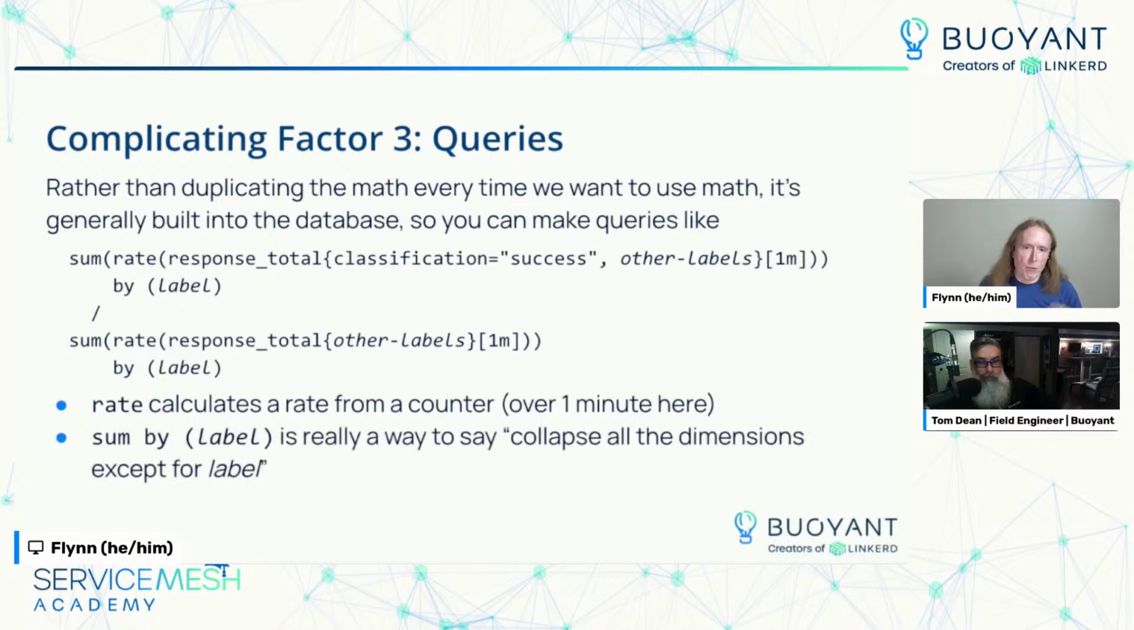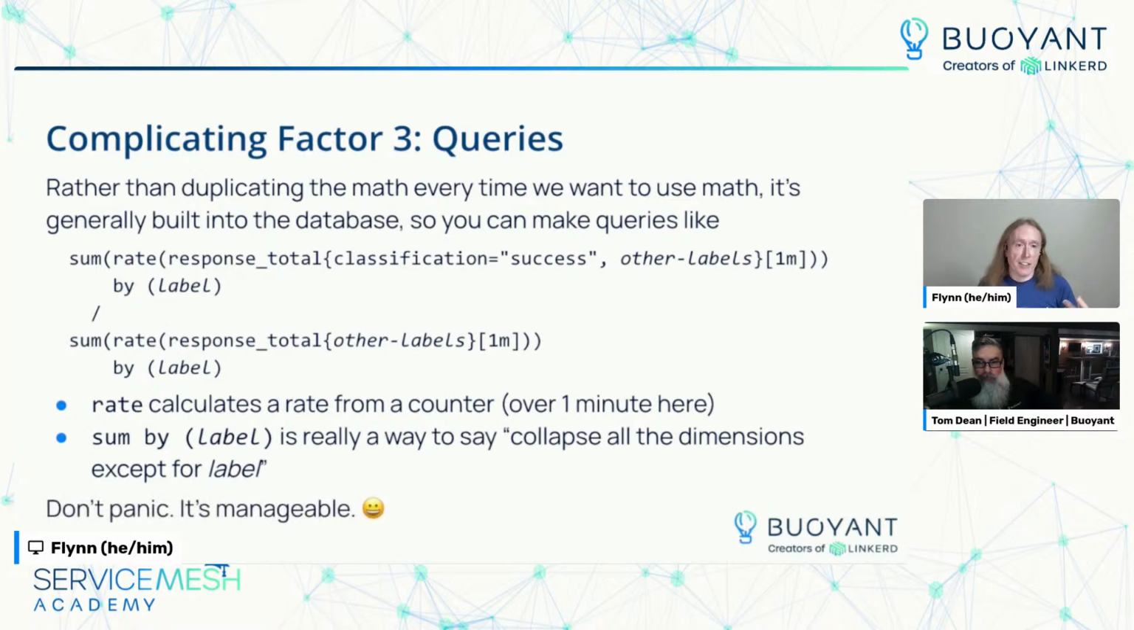Yeah, rate calculates a rate from a counter, sum by label. Actually, this is a good point. I'm glad I have this on the slide. Wow, I cannot talk today. I personally find it much more helpful to think of sum by label as collapse all the dimensions for this metric except for the labels I gave you. It's a little strange sometimes to think about sum as addition when you're also talking about rates and things like that. But what's really happening is you've got all these dimensions, and then you just collapse them down except for the one or two that you actually really care about, and you get useful information out of it.